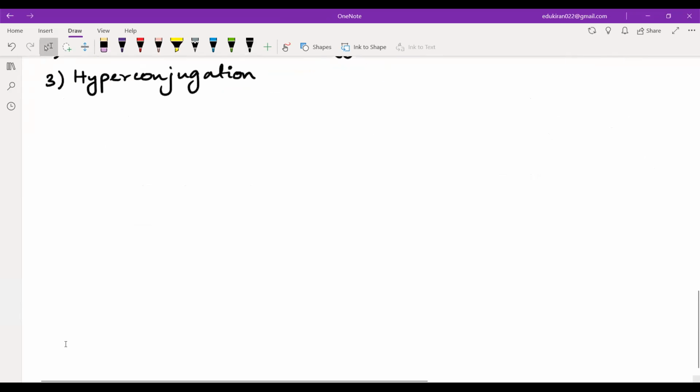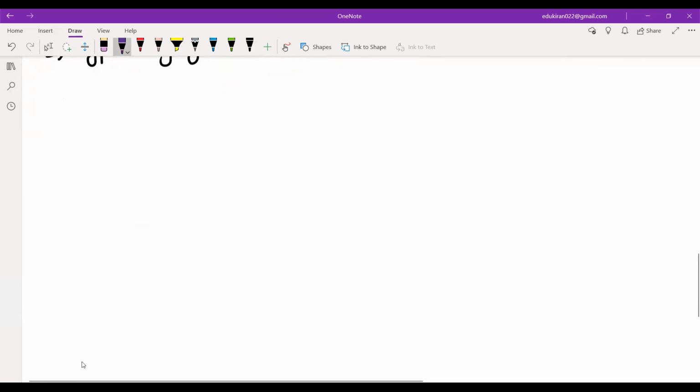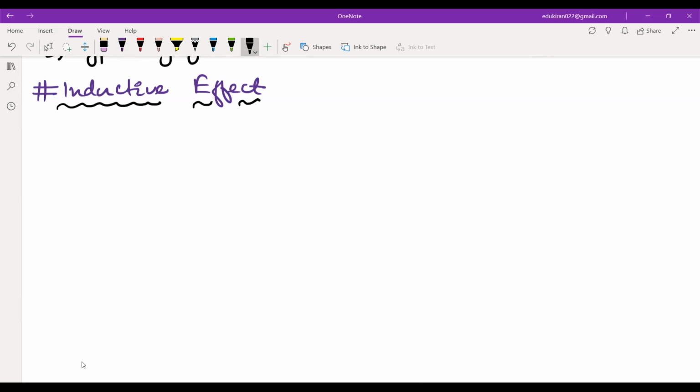Write the topic, inductive effect. Inductive effect. Now read. What is inductive effect? First of all, the driving force is electronegativity.